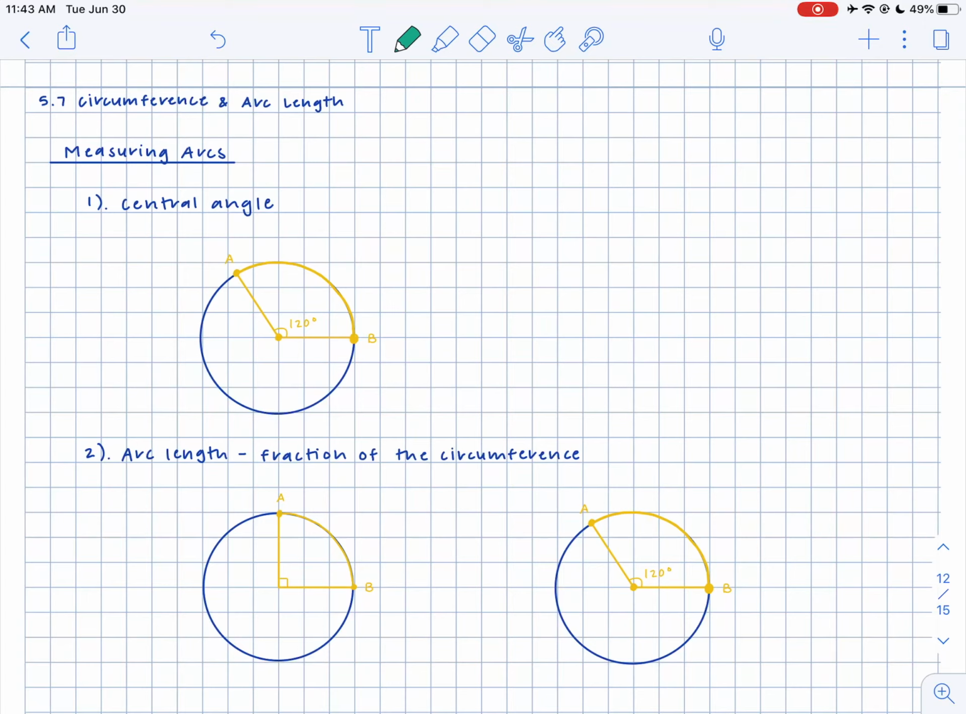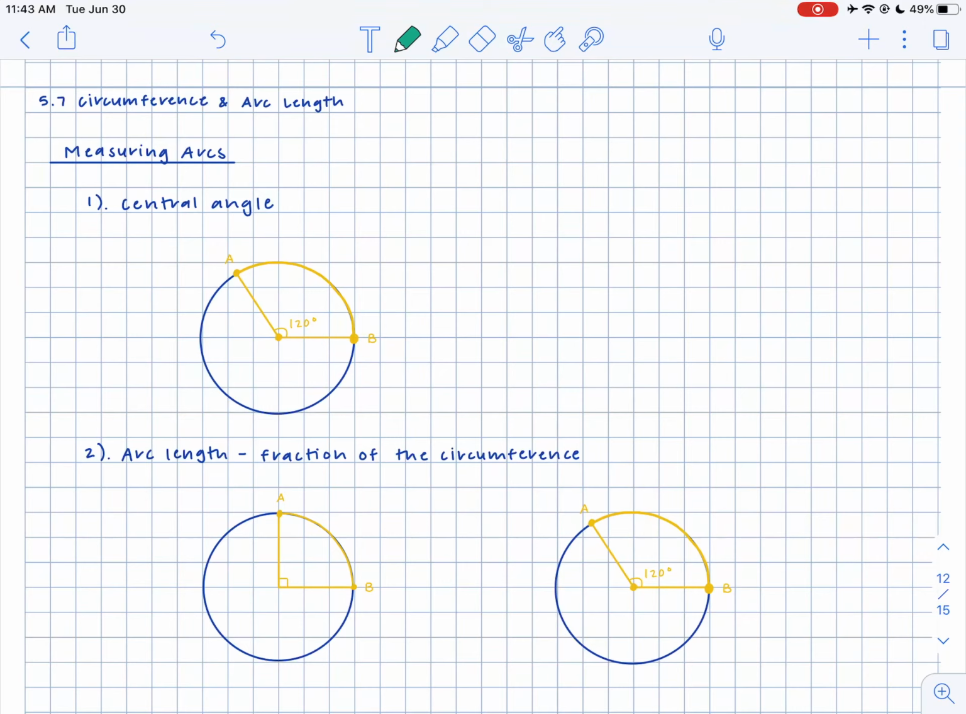We learned about two types of arcs, a major arc and a minor arc, where the minor arc was less than 180 degrees, or half the circumference, and the major arc was more than 180 degrees, or half the circumference. And when we talked about those types of arcs, we also talked about how to measure those arcs. So in this lesson, we're actually going to learn about another way to measure the arc.